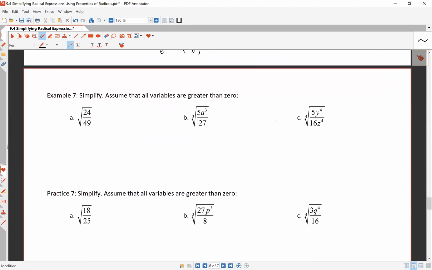So when I see the square root of 24 over the square root of 49, I think of that as the square root of 24 divided by the square root of 49, and the square root of 49 is 7. The square root of 24 has a perfect square factor of 4, which leaves an odd 6 out of there. So the square root of 24 is the square root of 4 times the square root of 6, which is 2 square root of 6.